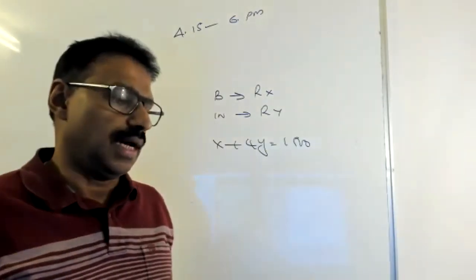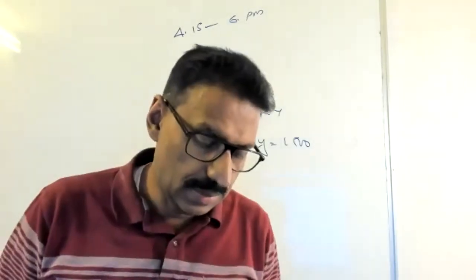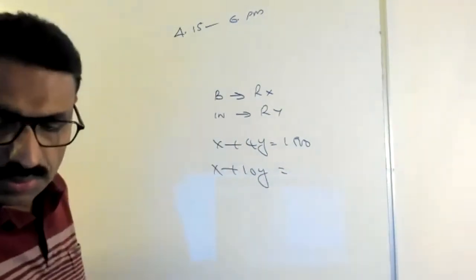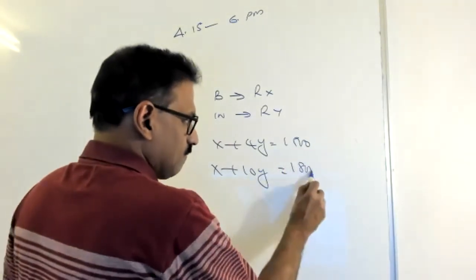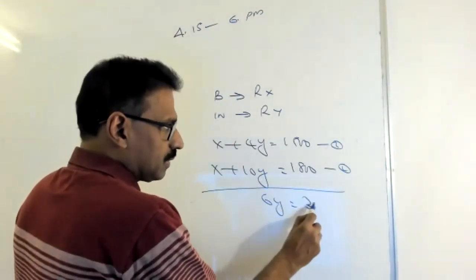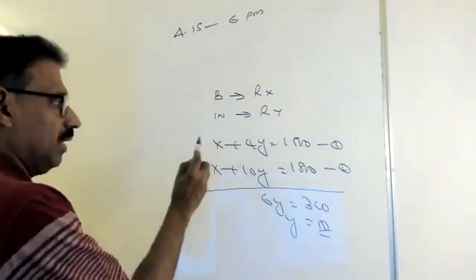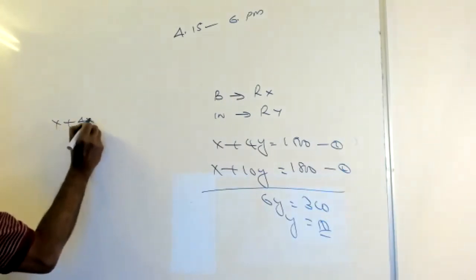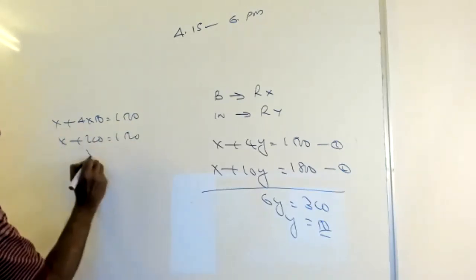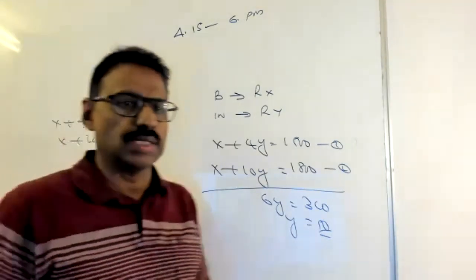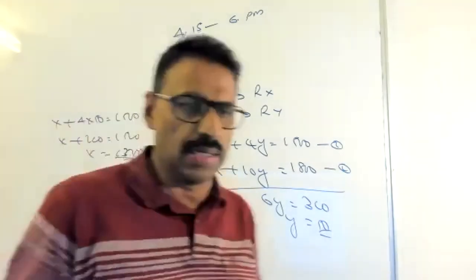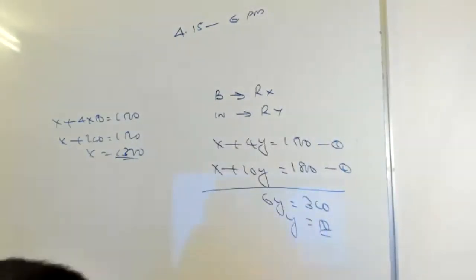The same way here. The basic salary is X rupees, the increment is Y. Then after 4 years, X plus 4Y is 1,500. After 10 years, X plus 10Y equals 1,800. This is equation 1, this is 2. Now solve, very simple. 6Y equals 300, Y equals 50. Here X plus 4 into 50 equals 1,500. X plus 200 equals 1,500, so X equals 1,300. That means the basic salary is 1,300 and the increment is 50 rupees. Now, clear?